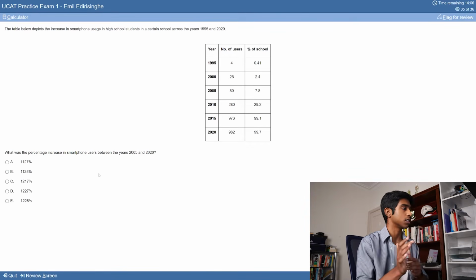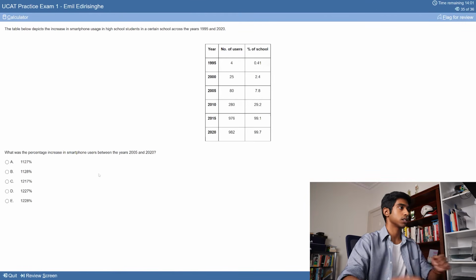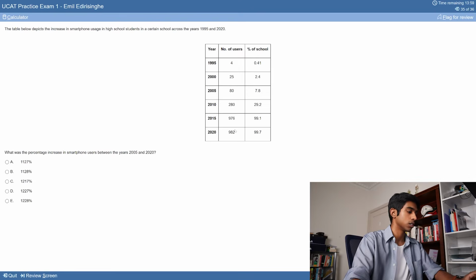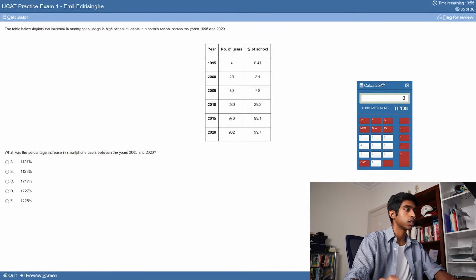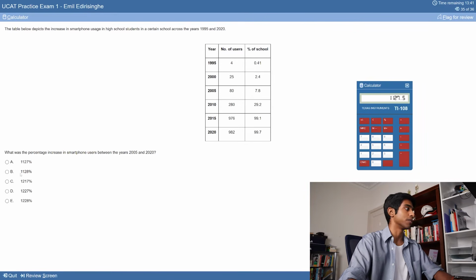Percentage increase in smartphone users between the years 2005 and 2020. All right. So you've got 182 minus 80 divided by 80 times 100. It's 0.5, so round up. 1128%.